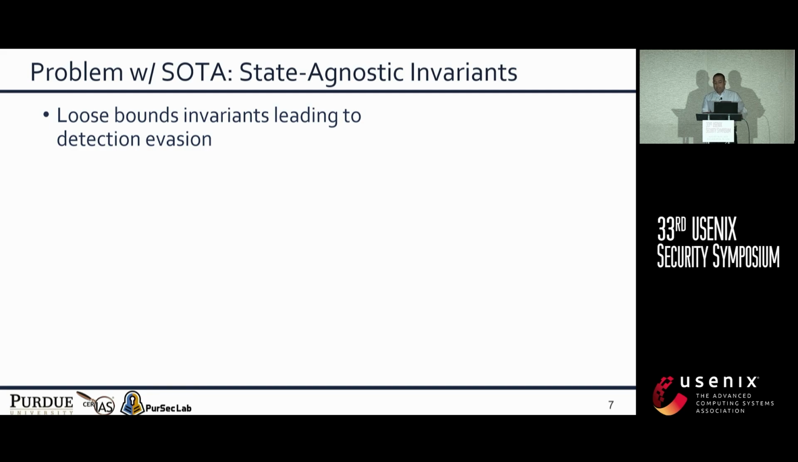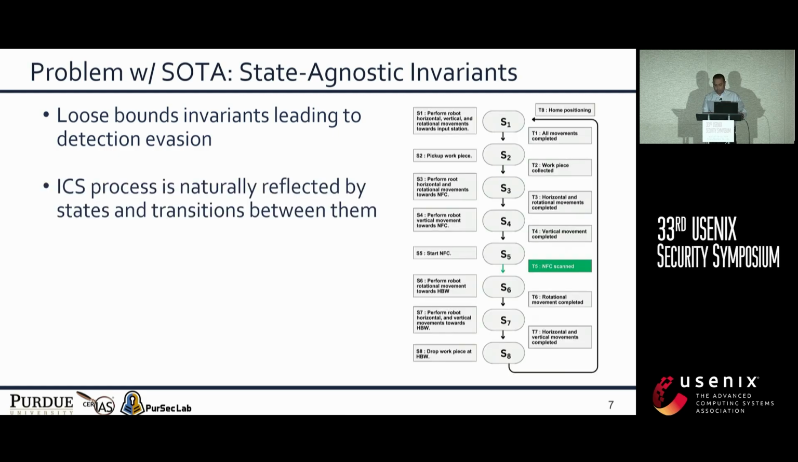Despite their success, we notice that state-of-the-art techniques often define an invariant as a property or a behavior that must be true throughout the entire operation of an ICS. As a result, some invariants may set loose bounds of the variable values to hold throughout the ICS operation. We observe the ICS process is naturally partitioned into a set of states, ensuring that the operation of the ICS in each state is completed before the system moves to the next state.